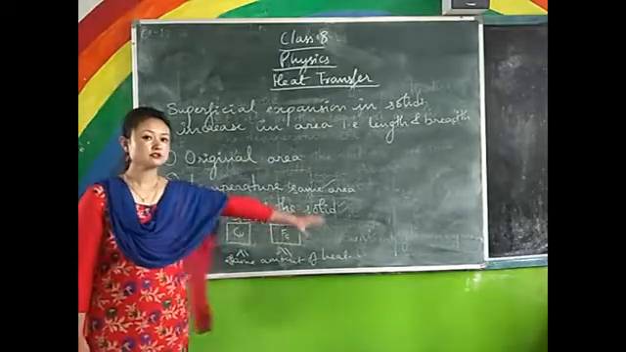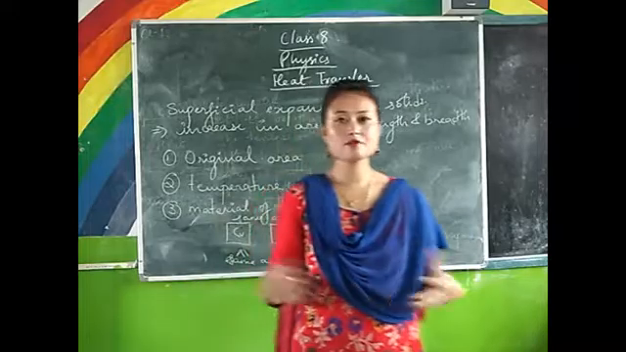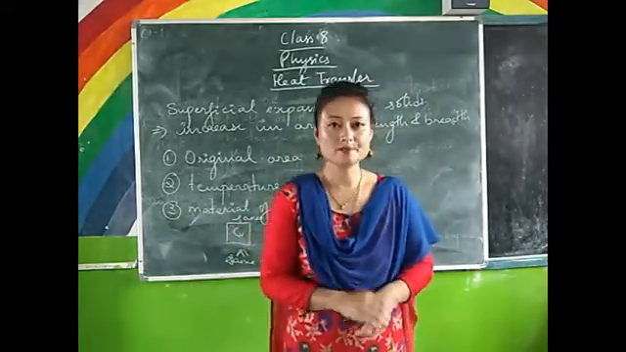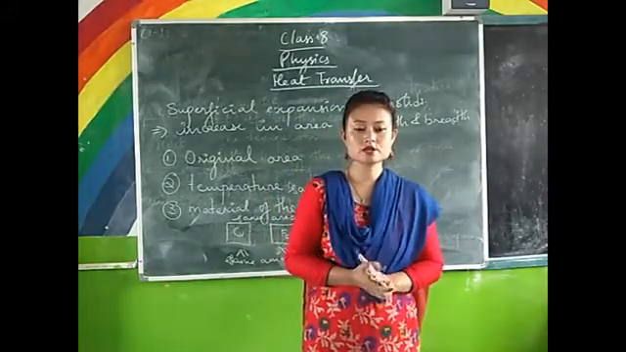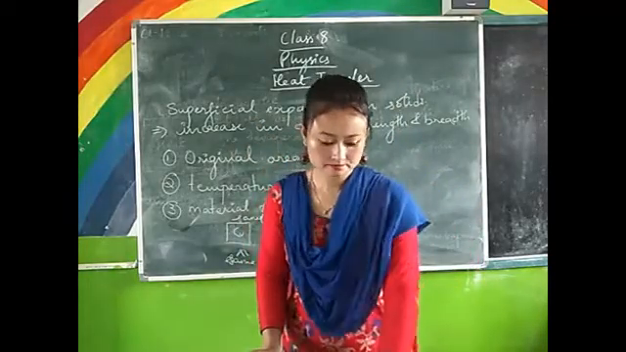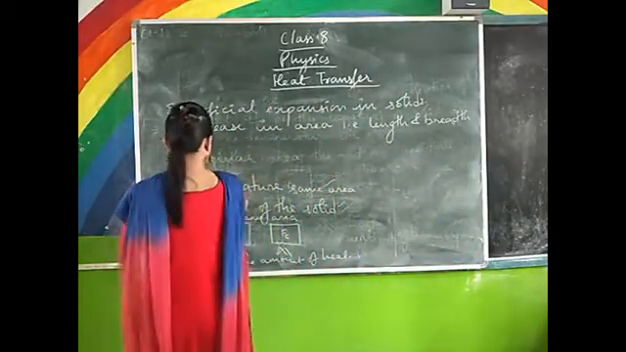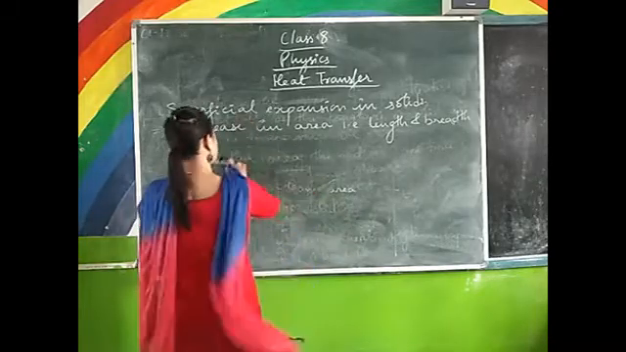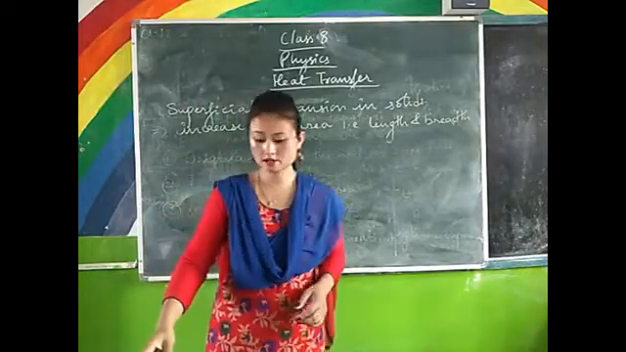That's the material of the solid. Different materials, for the same area and the same amount of heat, expand differently because of their conducting property, how well they conduct the heat. So these are the three factors on which the superficial expansion of a solid depends. And just like linear expansion, even superficial expansion has a mathematical expression.